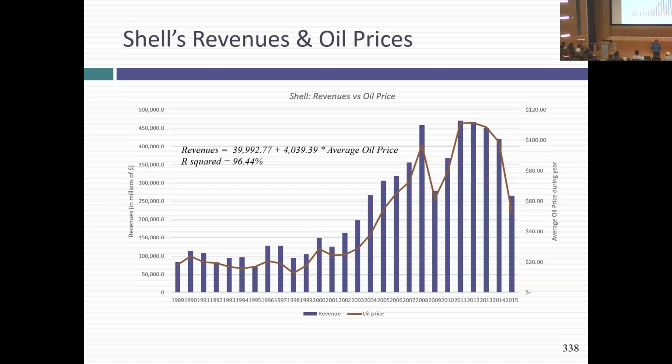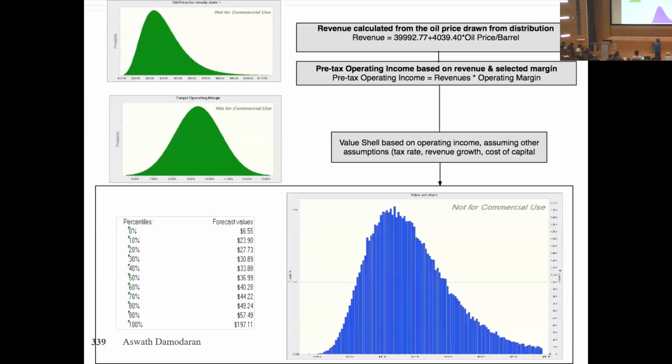Let's face it, if you're investing in Royal Dutch, you don't care who the CEO of Royal Dutch is and what the management looks like. This is about as pure a play on oil as you can get. But this regression, basically, of past revenues against oil prices is going to become useful in my Monte Carlo simulation. What's the variable I'm most uncertain about? The oil price. So here's what I did. I brought in the oil price into a distribution.